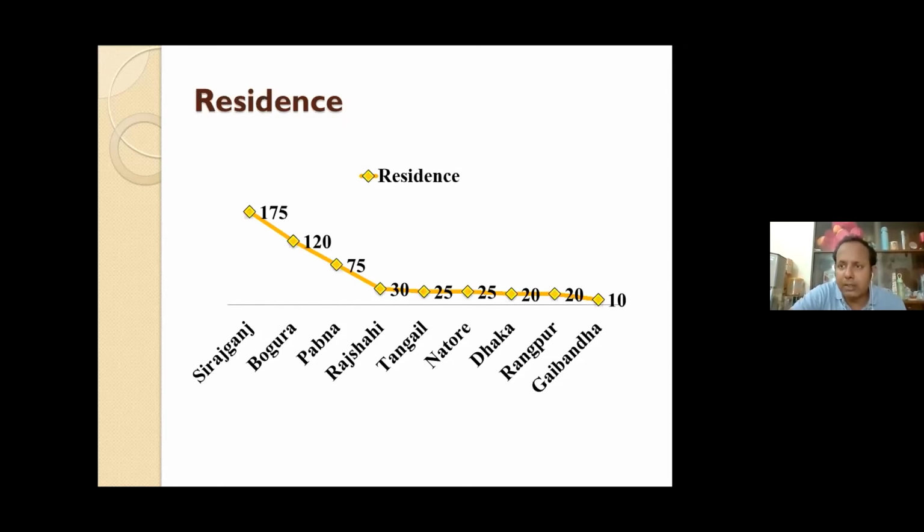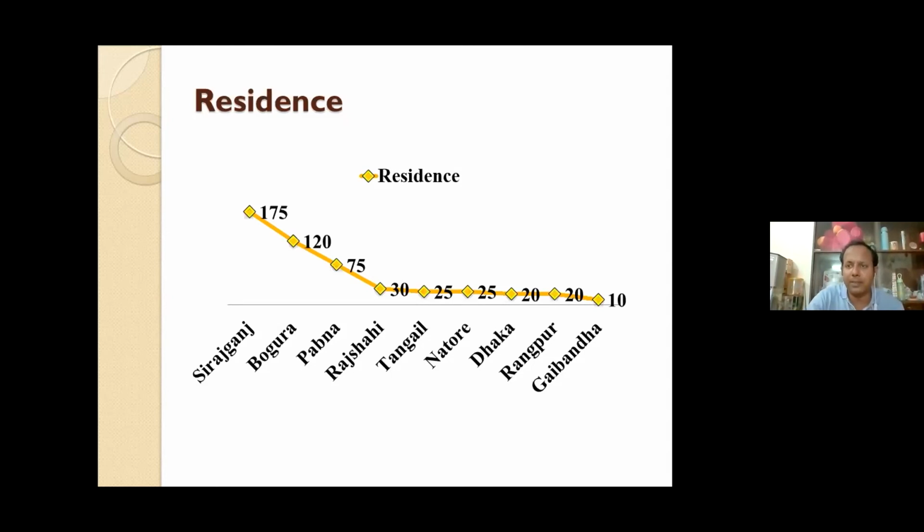I have already mentioned that the museum is located in the Sirajganj district. Therefore, the maximum number of visitors, 175, come from there. The lowest portion was from a district named Gaibandha, from which we found that 10 visitors came.